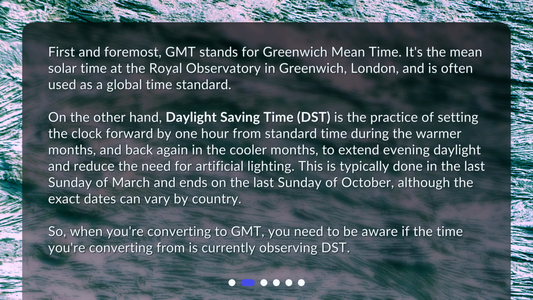This is typically done in the last Sunday of March and ends on the last Sunday of October, although the exact dates can vary by country. So, when you're converting to GMT, you need to be aware if the time you're converting from is currently observing DST.